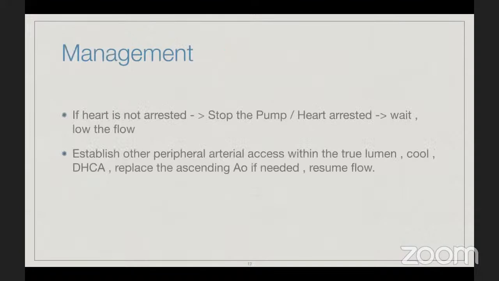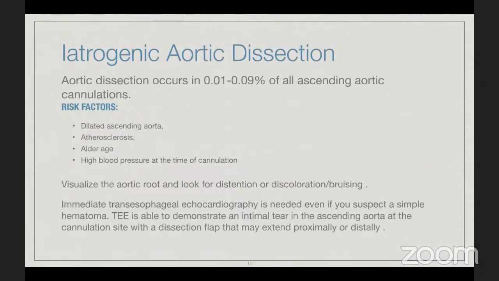And if there is any dissection flap, that may extend proximally or distally. So in this case, what should you do first if you confirm or suspect there is an iatrogenic aortic dissection? Can I suggest something? Yes, please. Your question is very important and this discussion is very nice. But if you put the answer in front of us, there's no point. So if you can read the question before putting the answer. Thank you. So you suspected an iatrogenic aortic dissection. What is the first thing you should do?